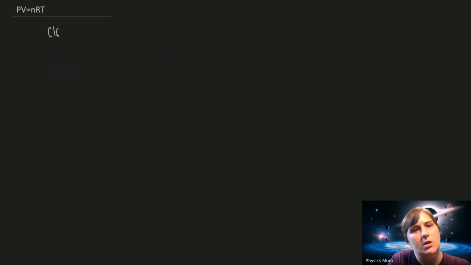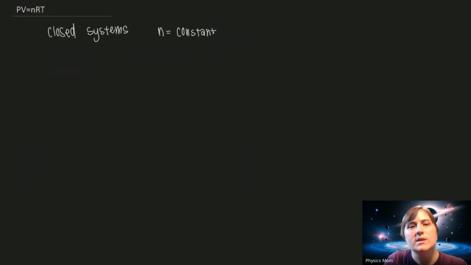Closed systems would refer to when the mole count is a constant. So n is constant. In this case, you could think of PV equals nRT as the before and after of a system. Like maybe I change the pressure. How does that affect the temperature or the volume? Maybe I increase the pressure or I decrease the volume, and I can do that under a certain amount of conditions, but the mole count stays the same. So it'd be closed in terms of the system.